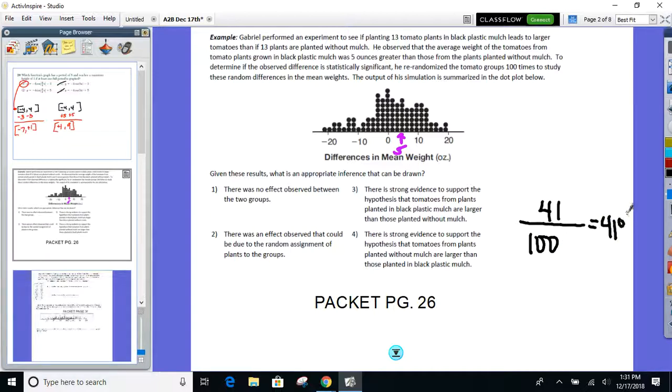41%. What's our cutoff to be significant? It's got to be outside the 95, right? Which means 2.5 or 2.5. Within or outside? Within. So we say that it's by random chance and it's not significant. It wasn't because of the mulch that we had a difference. It was just by random assignment here.